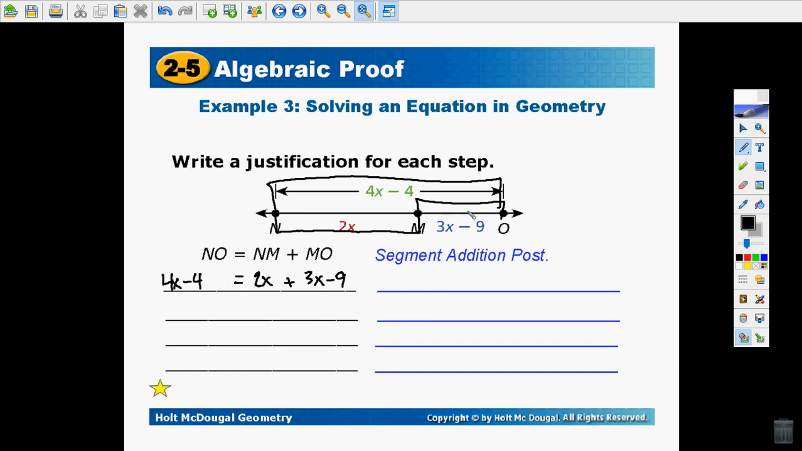So what step is that? I have to justify it. What did I just do? Why can I put 4x minus 4 in place of NO? Oh, in place of. That's substitution. I'm substituting those values in for the variable.